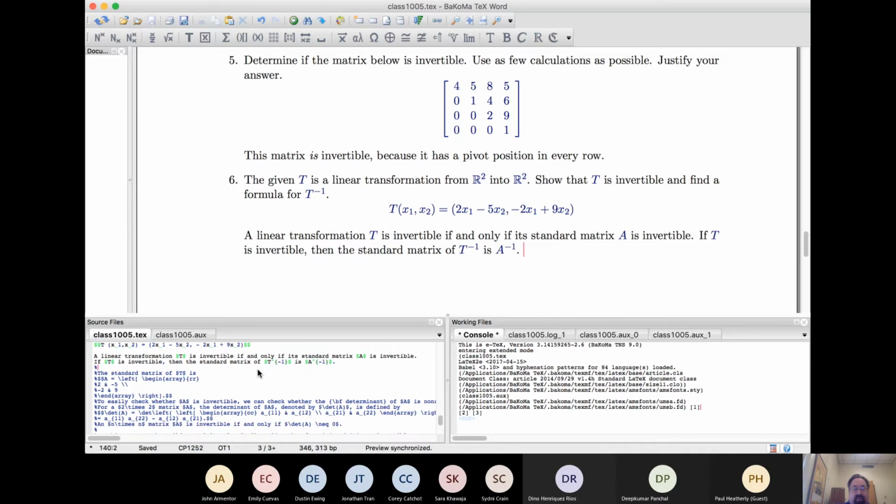So really, everything revolves around the standard matrix and its inverse. So we need the standard matrix of its transformation. So all we have to do is look at the coefficients of x1 and x2 in these formulas, and that will give us the standard matrix. It's going from R2 to R2, so 2 inputs, 2 outputs. So it'll be just a 2 by 2 matrix.